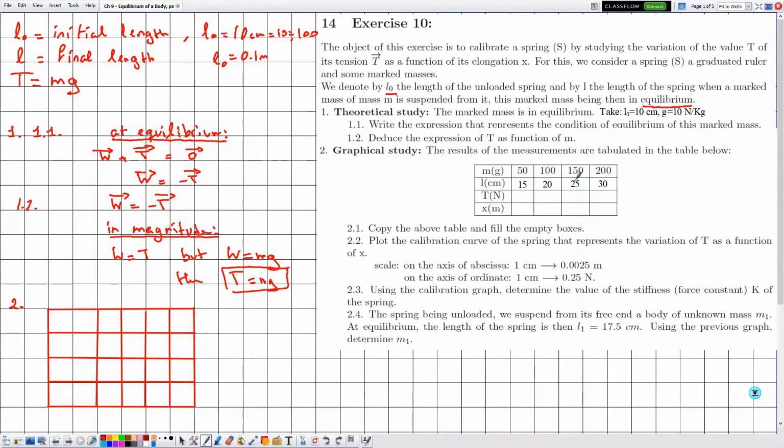Then the first column consists of the following quantities: the mass in grams, the length in centimeters, let me make it clear that this is centimeters, the tension in newtons, and the elongation x in meters. The given values for the mass are 50, 100, 150, and 200. As for the second row, 15, 20, 25, and 30. And let's complete the rest.